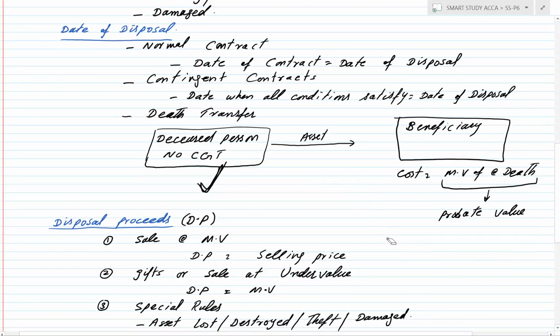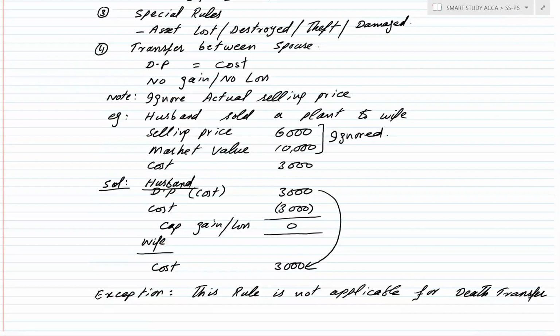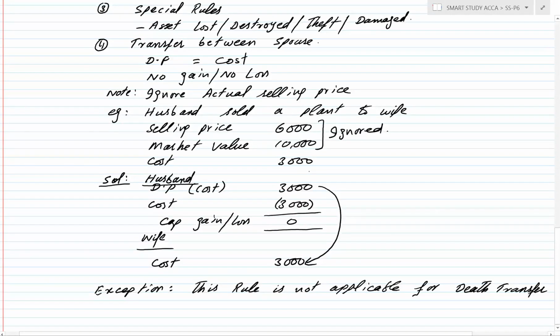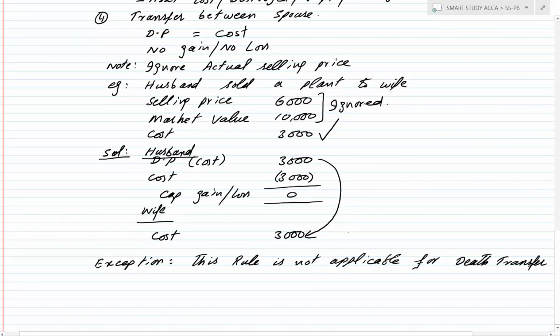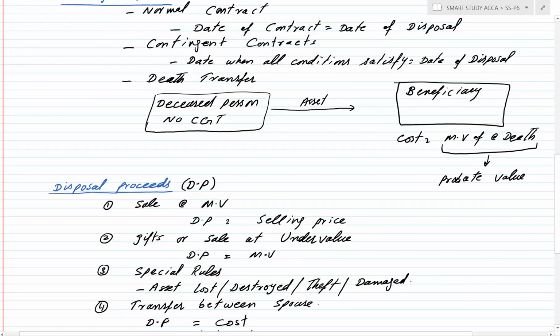Okay, so normally if there is a transaction between husband and wife during the lifetime, then cost of one person will become the cost of the other person. So you can see 3,000 was the cost of the husband and same 3,000 will become the cost for the wife. So all the transactions between husband and wife are recorded at cost, but this rule is not applicable in case of death transfers. If an asset has transferred on death of an individual to the other party in the spouse, in that case, for the party who is receiving the gift, probate value will become the cost of the asset.